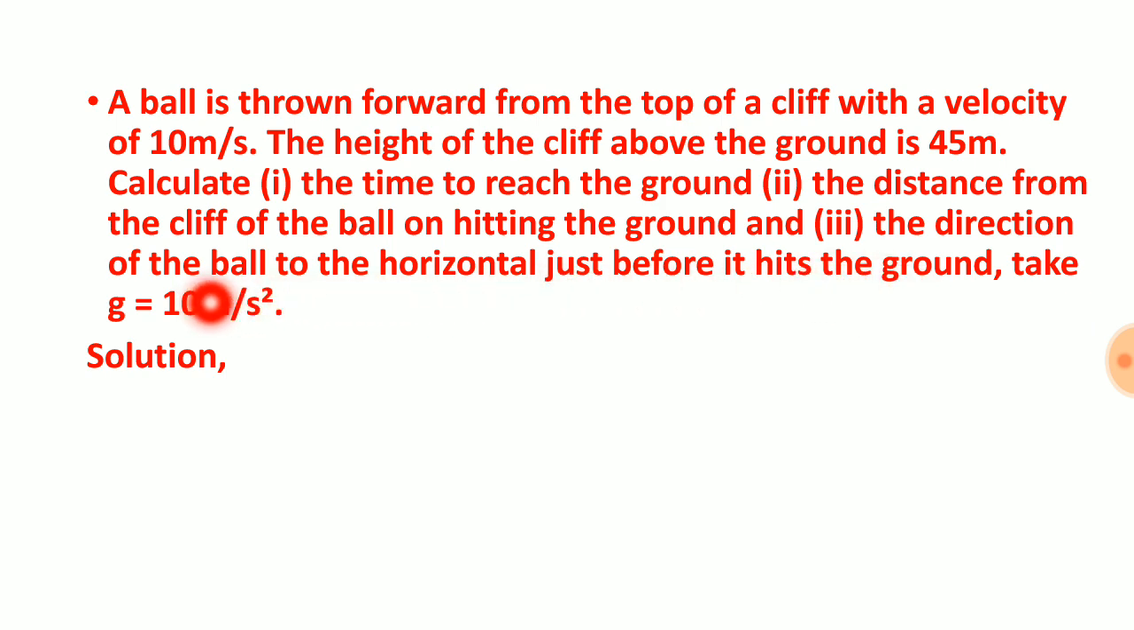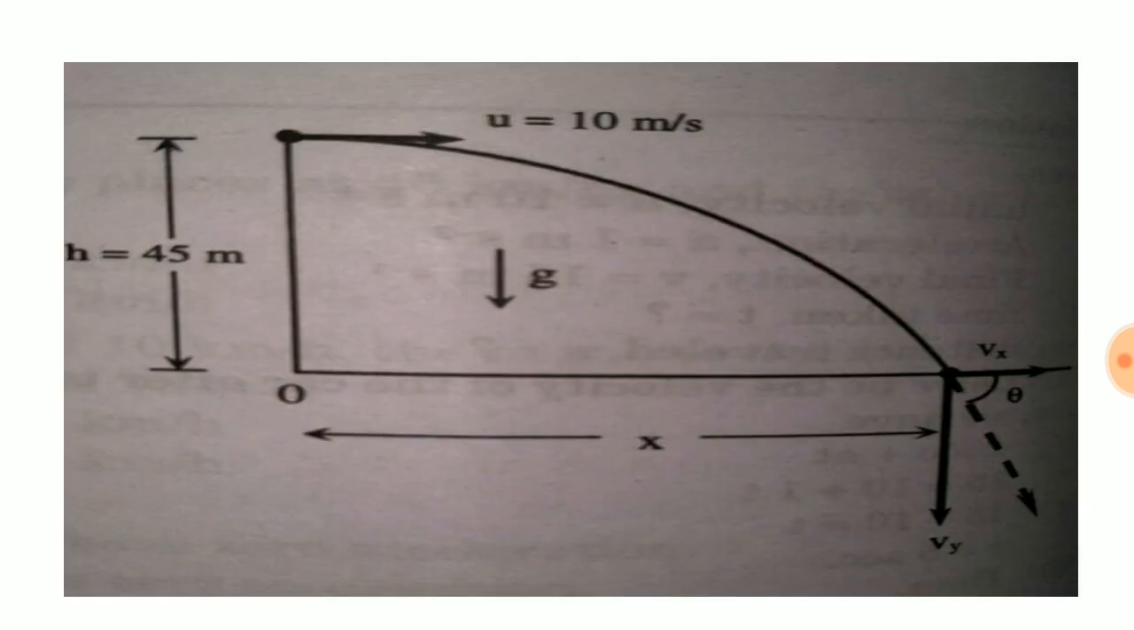So take care of this key term, the direction of the ball that hits the ground, and we need to find the direction of the ball with the horizontal. So this is the horizontal line, and this is the direction of the ball. So we need to find our theta.